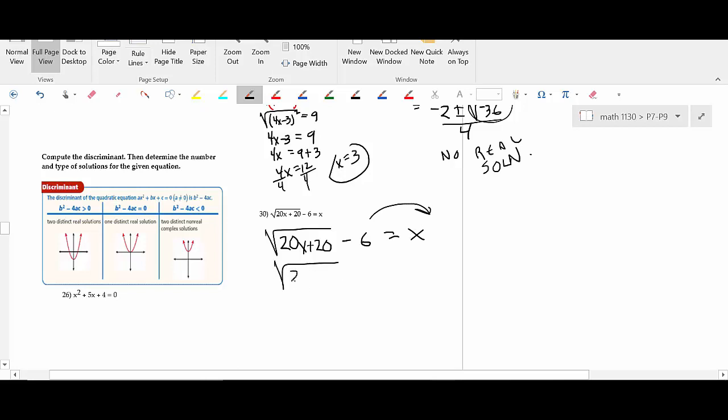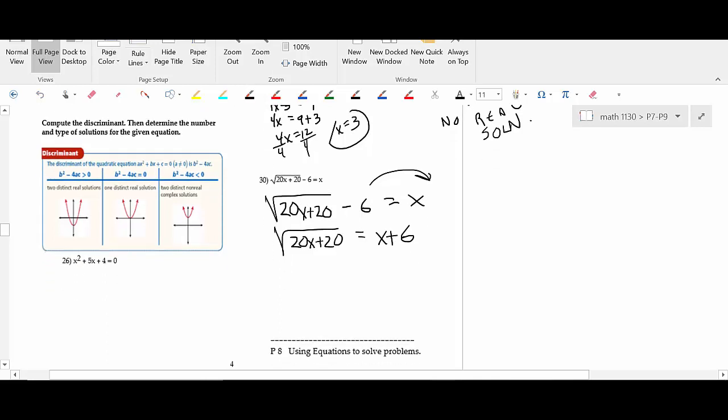So you would have 20x plus 20 is equal to x plus 6 like that. Okay, this equation is going to work out the same way. It's going to have a little bit more involved in it. So now you're ready to square both sides. Okay, like this, the radical is going to go away. That's going to give you 20x plus 20.